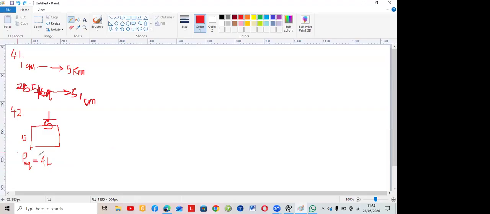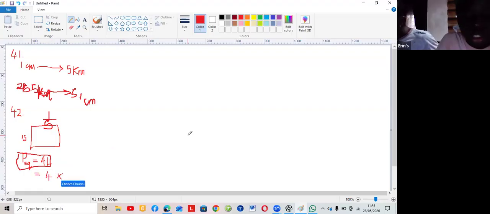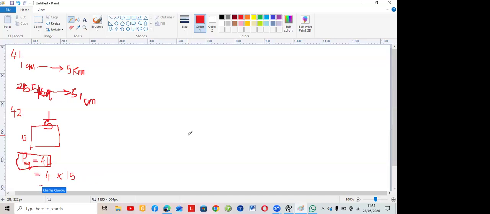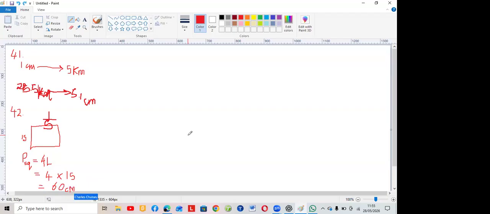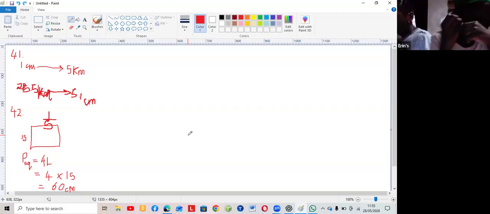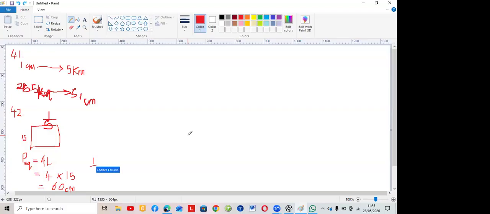So if we know that perimeter is equal to 4L, therefore 4 times 15 is what? 4 times 15 is 60. Good. So now they said 1/5 of the perimeter. So that's going to be 1/5 of 60 cm. So that's 60 over 5. That's what? 12. Thank you very much. So 1/5 of 60 is 12.